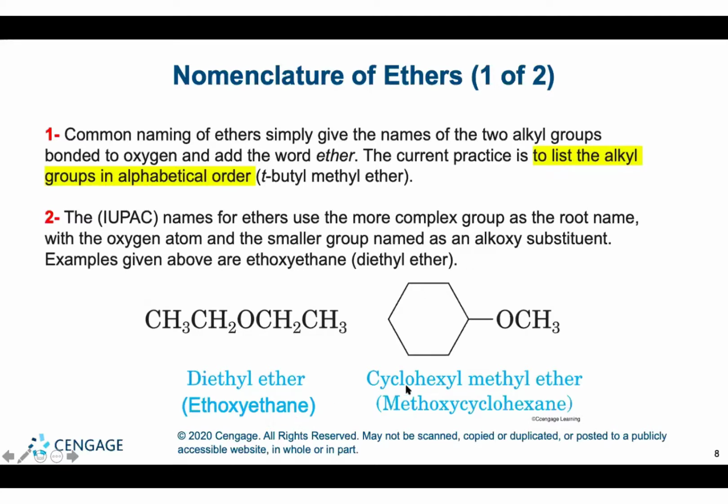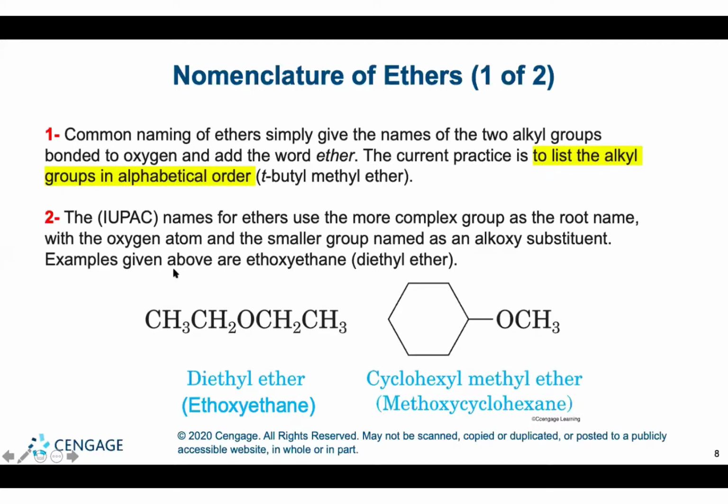Let's do the right side. Methyl, methyl ether. So we write down based on alphabetical order. Cyclohexyl, we look at what groups are around the oxygen, and I should write them down based on alphabetical order. Cyclohexyl methyl ether. That's the common name for it.